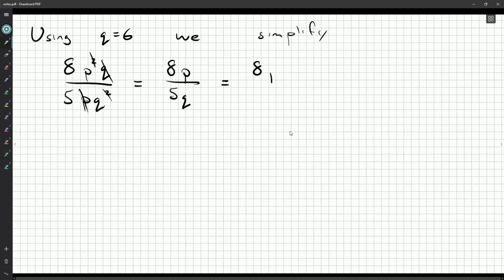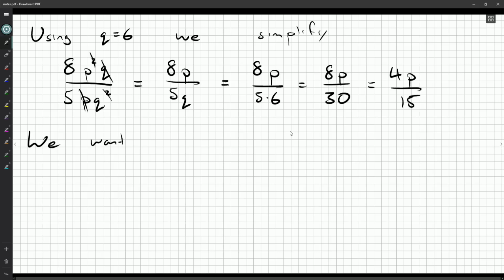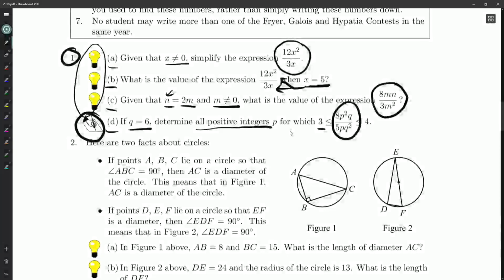But of course, we know that Q is 6. So we get 5 times 6, 8P over 30. We could divide a 2 on top and bottom and get 4P over 15. So that's our middle expression. Okay? So we want 3 to be less than or equal to 4P over 15 to be less than or equal to 4. It is less than or equal to, right? Yes. And we want positive integers P that satisfy this expression.